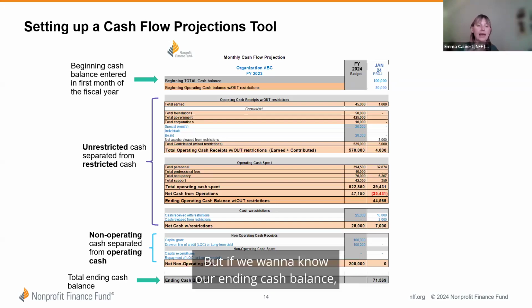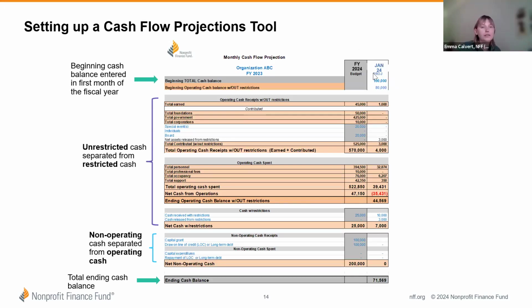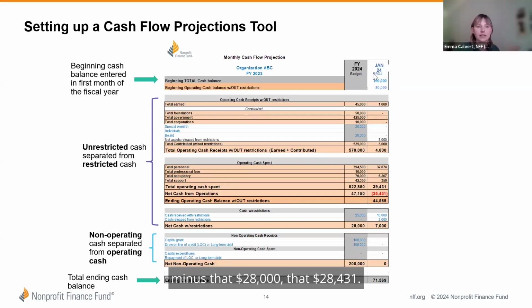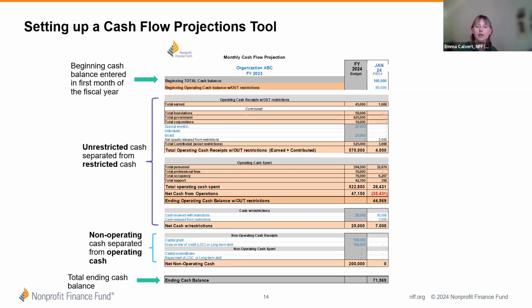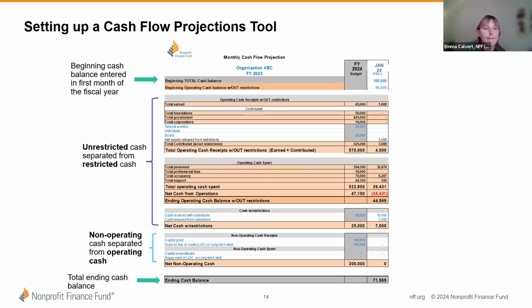But if we want to know our ending cash balance, we then take the beginning cash balance of $100,000 minus that 28,431. That should give us the 71,569. Does that make sense?